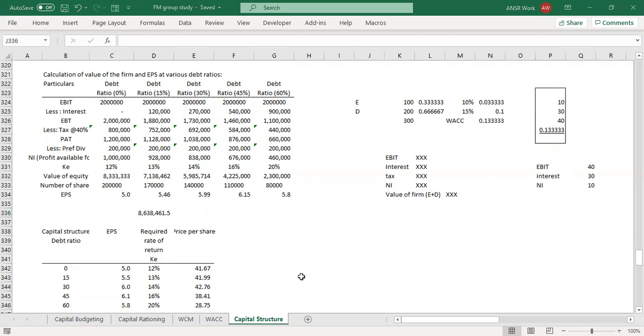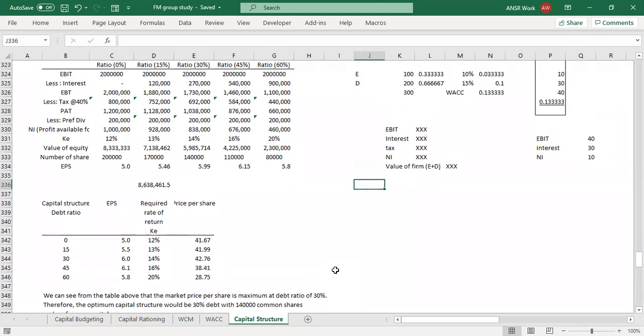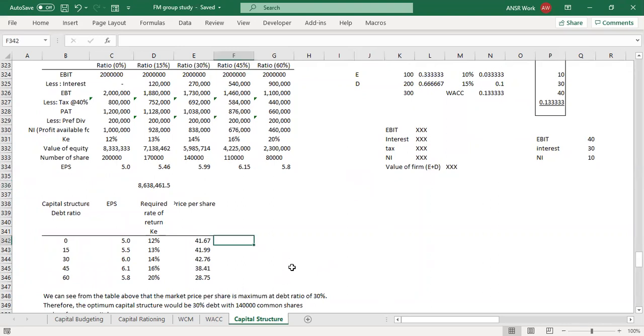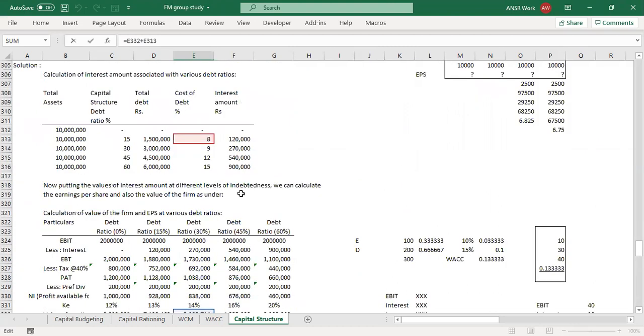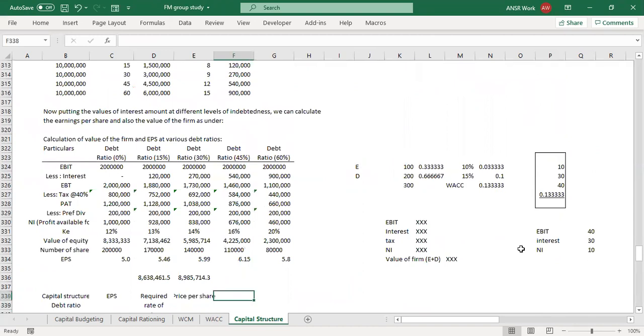Dheeraj, I have a doubt here. Yes, please. You told the highest market price, and for the highest market price, the value of the firm will be maximum, no? Yeah. No, but then in this problem which we solved, for the third scenario when debt was 30%, the market price was 42.75. But then the value of the firm is 59 lakhs 85,714 for this.